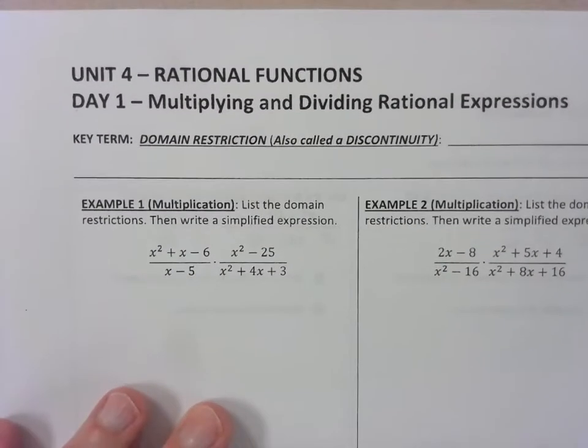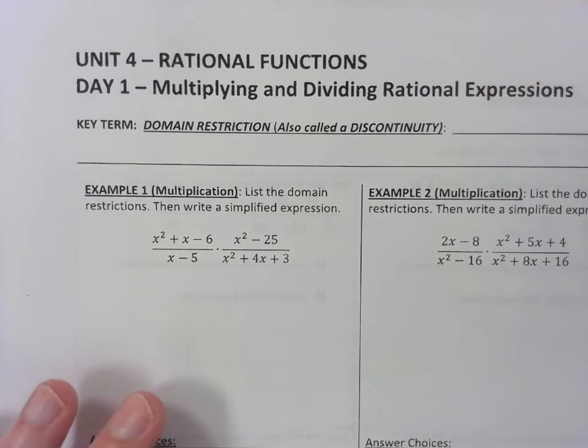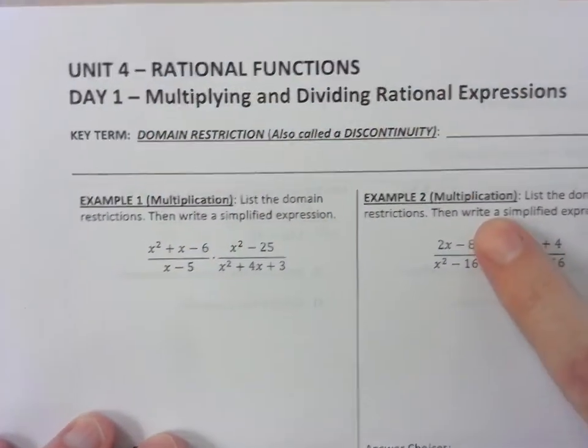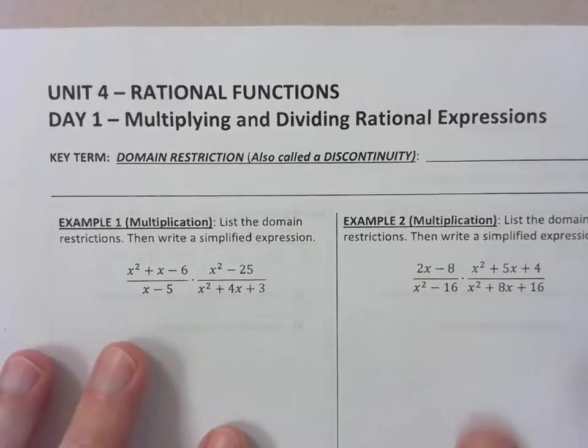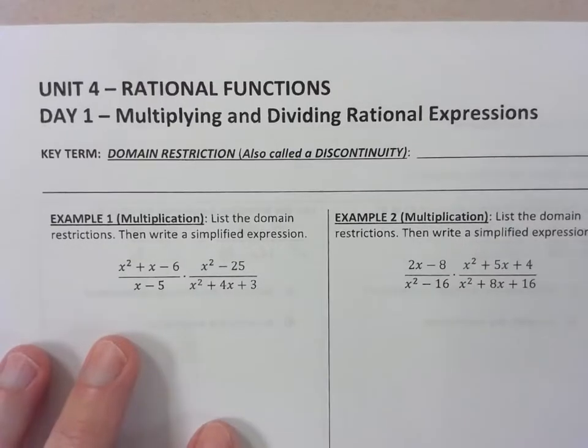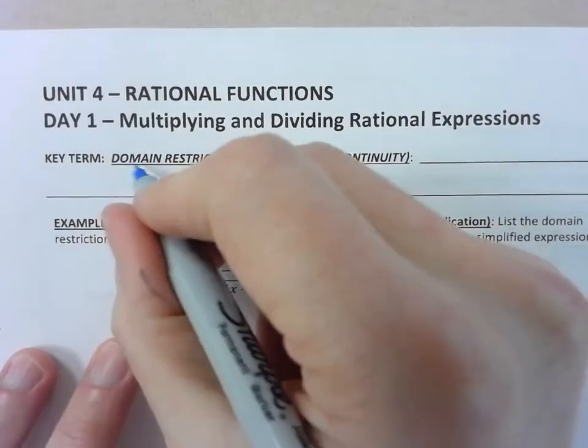Hello, everyone. This is our new unit on rational functions. After studying polynomial functions, we're used to seeing functions that are very smooth when we graph them. And these ones are going to be a little bit more disjointed. They're going to have x values that you're not going to be able to plug in. And we call these domain restrictions.